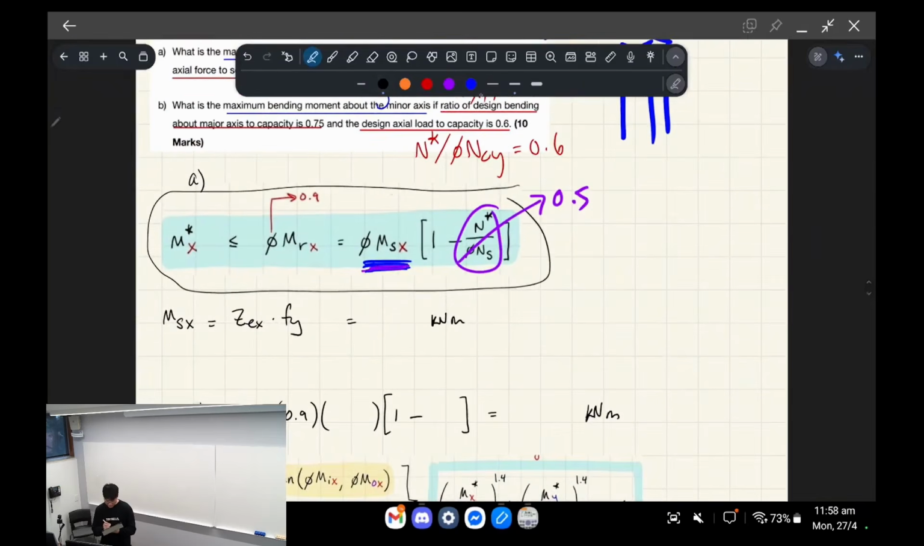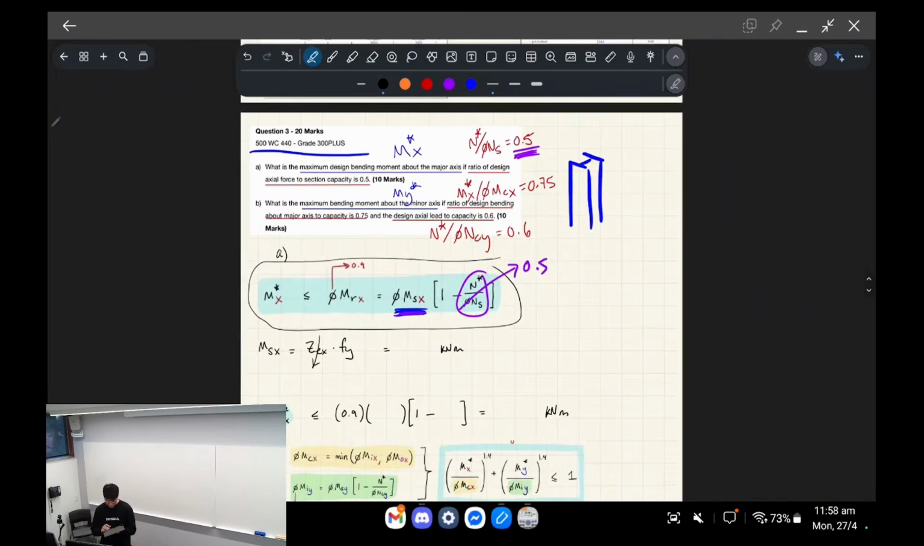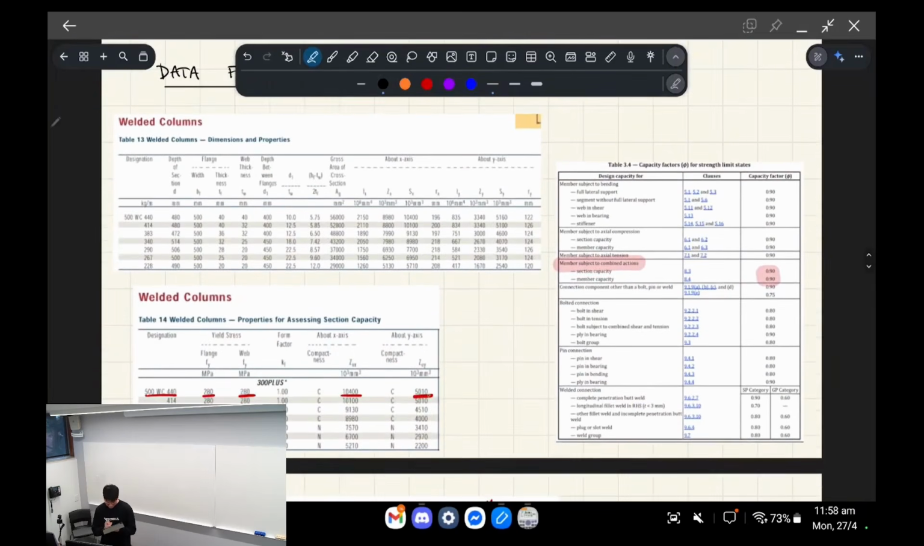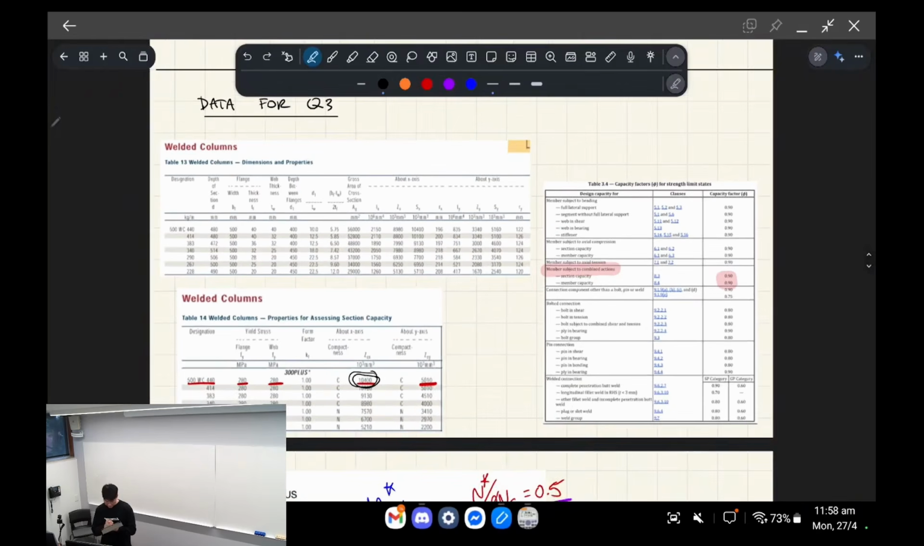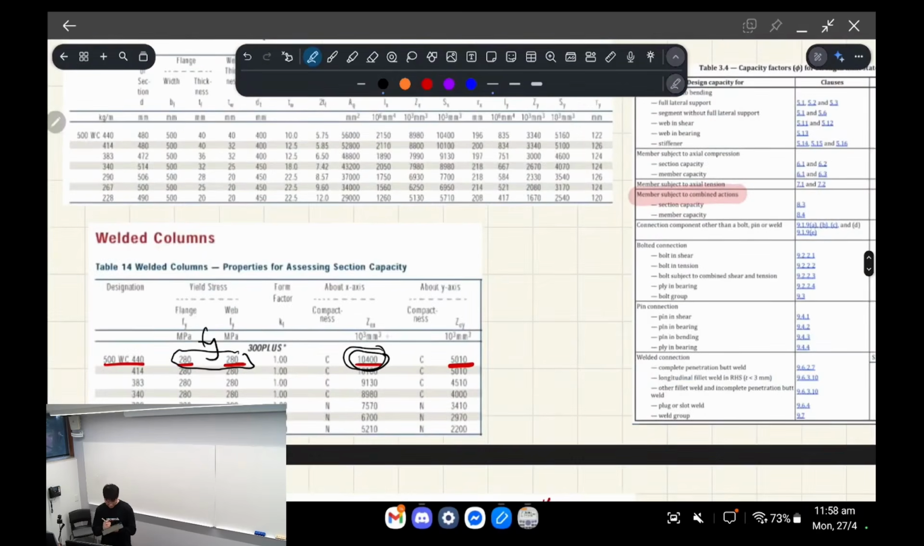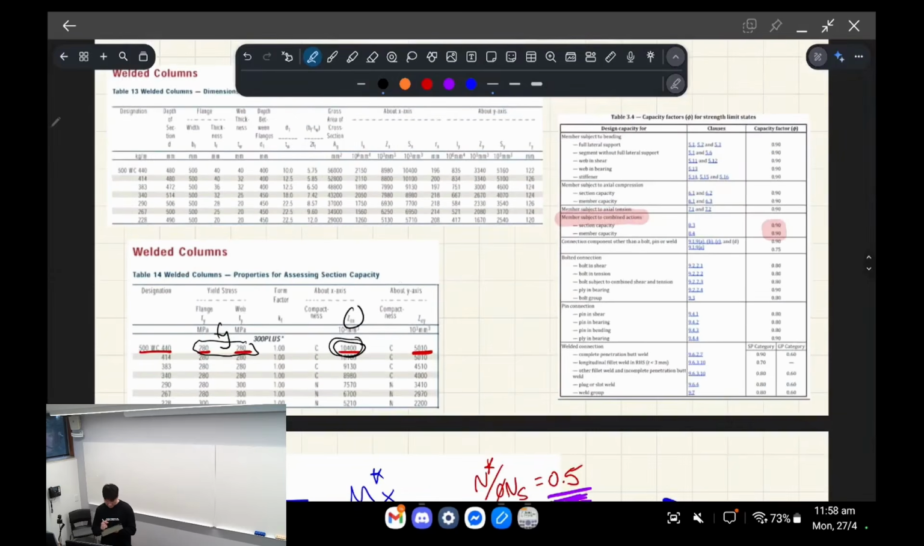Where you find that is you go to one steel, and then you find ZEX, which is on the second page, and ZEX is 10,400 for 300 plus steel. And the yield strength is 280, so that's Fy. This one is ZEX. And don't forget to multiply by 10 to the 3.